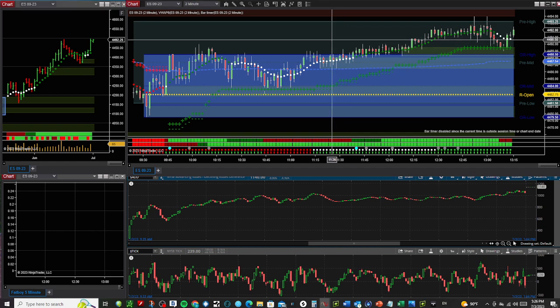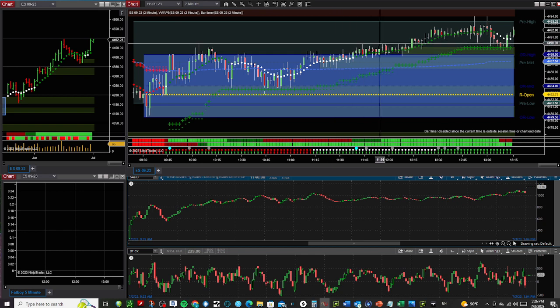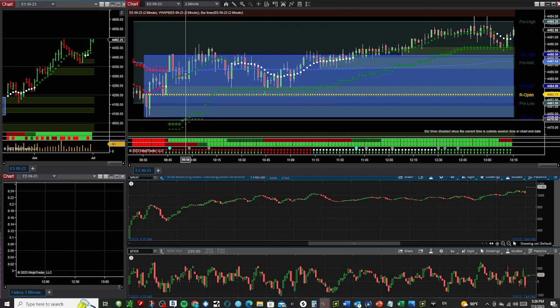Two, the 2-minute chart. Bars on the 2-minute chart are significant for intraday movement. We're looking at zones here, and we're also looking at a darker zone, which signifies the first hour's trading range, which is significant. We're going to talk about that later.